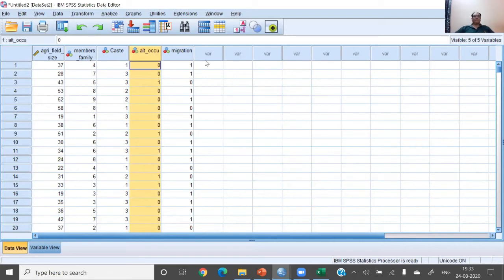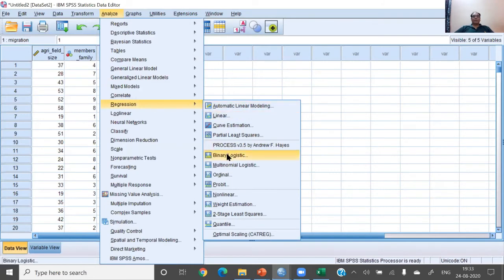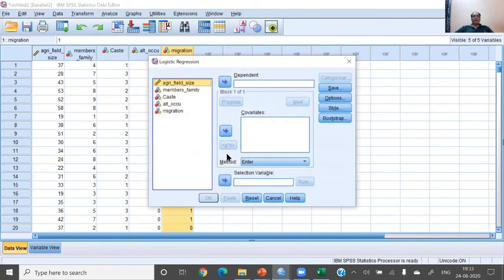So now we are going to apply logistic regression on this data set. I'm going to explain a step-by-step process, and because most of the steps I'm going to repeat, don't worry if something is missing. I will share the video lecture with you also. Now I'm going to apply the logistic regression. Go to Analyze, Regression, Binary Logistic, and migration is my dependent variable, and all the other variables are my independent variables, and simply click OK.